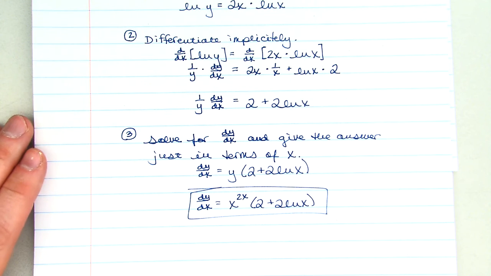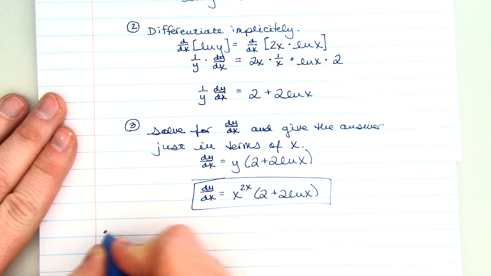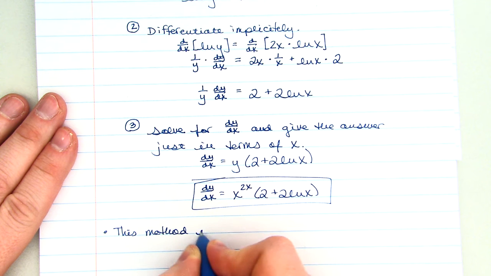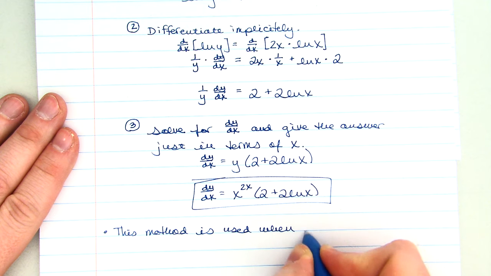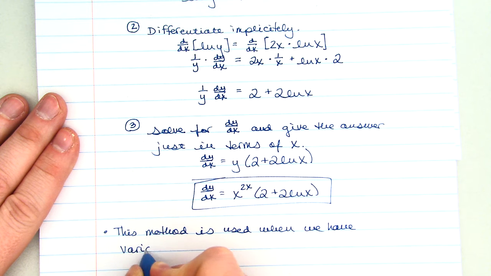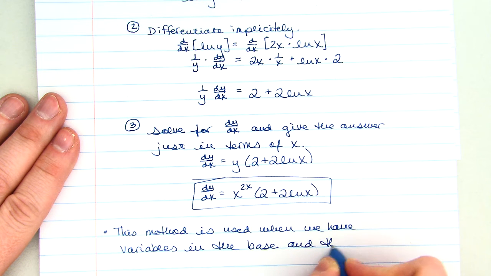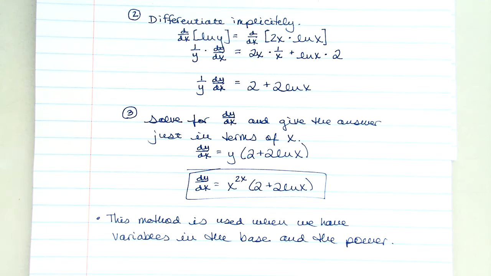What you need to know is this process is useful when we have variables in our base and in our power. This method, maybe not just useful, why don't we say used, is used when we have variables in the base and the power. I'll make the video pause so you can get caught up on anything you might need.